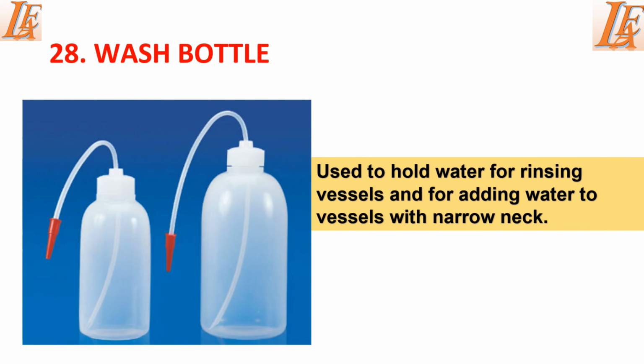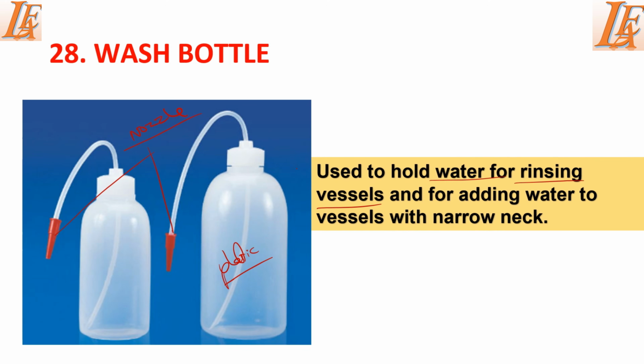Another apparatus that we have is a wash bottle. A wash bottle is a squeezable plastic container with a very narrow nozzle. So this apparatus we call a wash bottle. It has this which we call a nozzle, and it's very narrow. And then this bottle is made of plastic. That's why it is squeezable. You can squeeze it. And the use of this wash bottle is that it's used to hold water, and this water is used for rinsing.